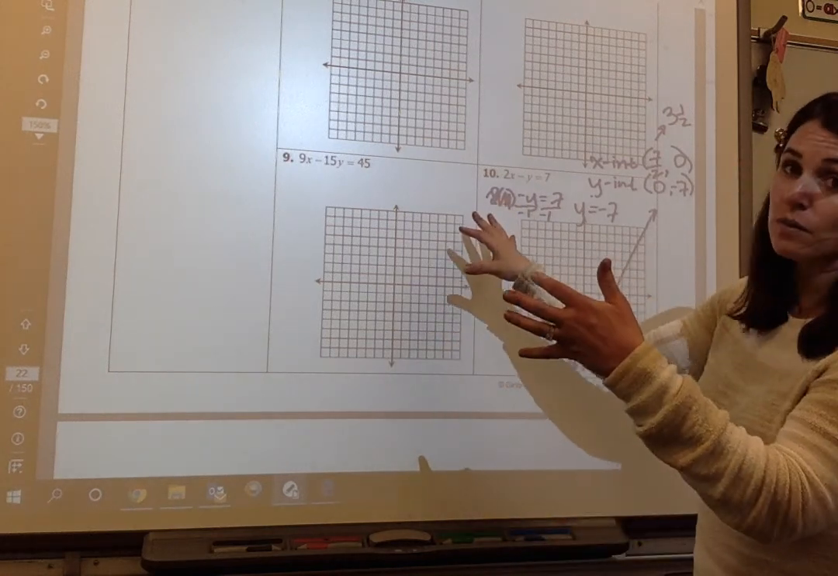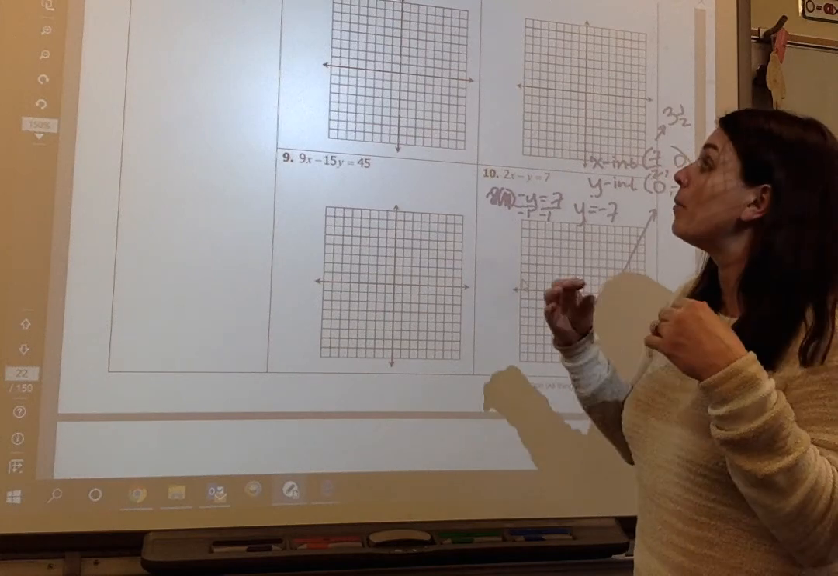Okay, so that's graphing with x and y intercepts. Hopefully it's easy and it's a refresher. If you're struggling, come and see me.